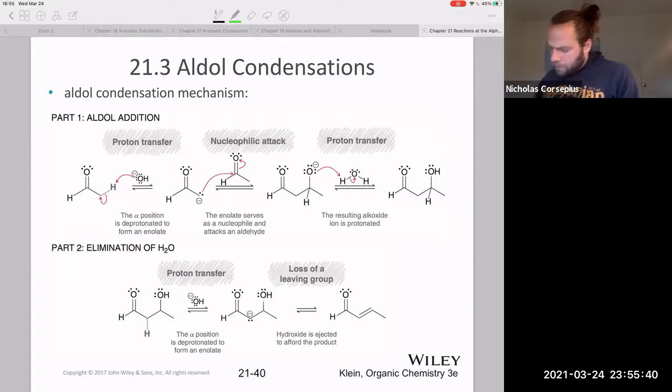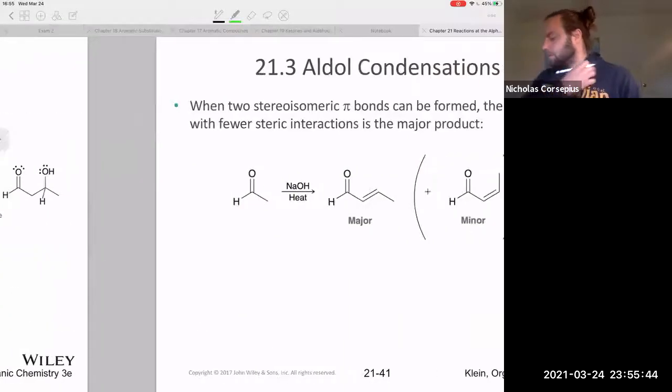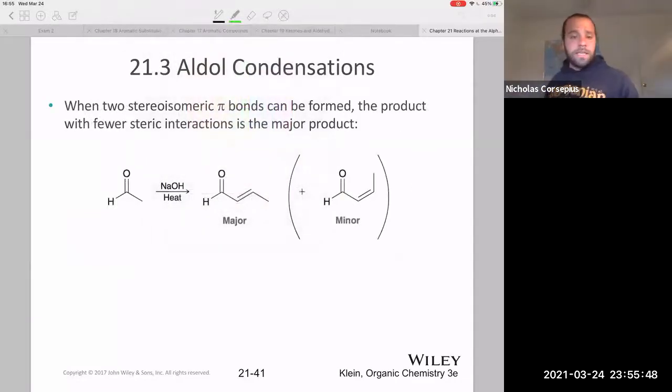I'm going to make you do this mechanism. I guess it is in the notes. Just to note that since we're forming this alkene, we can have two different stereochemistries, the E or the Z. You're going to get that trans product, where the two big groups are on either side. Those are going to be the more thermodynamically favorable, so we won't really consider the minor amount of the cis product.